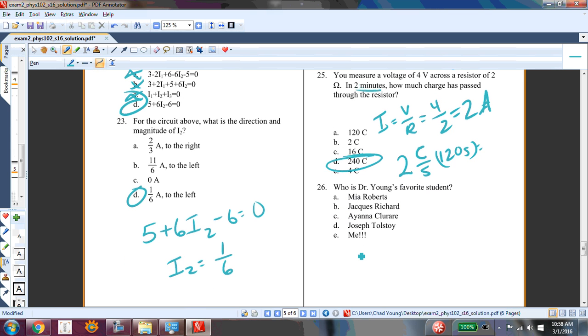And let's see, what was this answer? Mia Roberts. I don't know Mia Roberts. No, it can't be that one. Jacques Richard. I don't know who that is. Ayana Clarare. She has a funny name. Joseph told, oh, Joseph. Yeah, he was a good student, but it's not him.